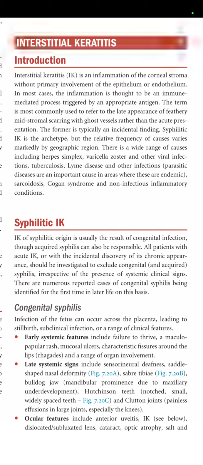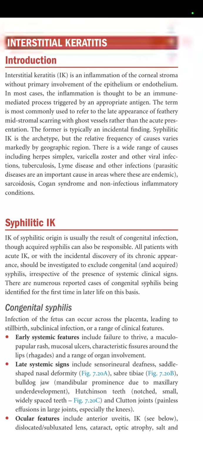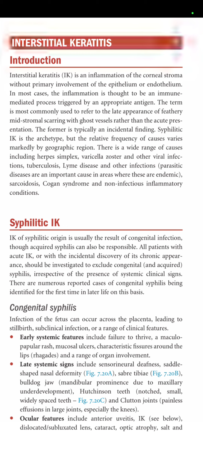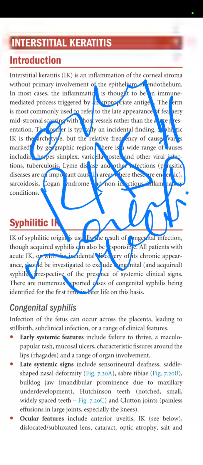So there are early systemic features, late systemic signs, and ocular features associated with congenital syphilis. Early systemic features include failure to thrive, a maculopapular rash, mucosal ulcers, characteristic fissures around the lips, rhagades, and a range of organ involvement. So basically, the early systemic feature is a rash. It can be a maculopapular rash, ulcers on the mucous membrane, mouth ulcers, or fissures around the lips.